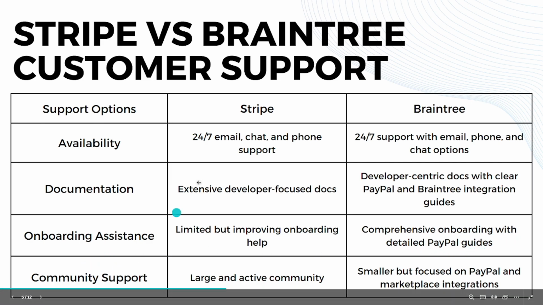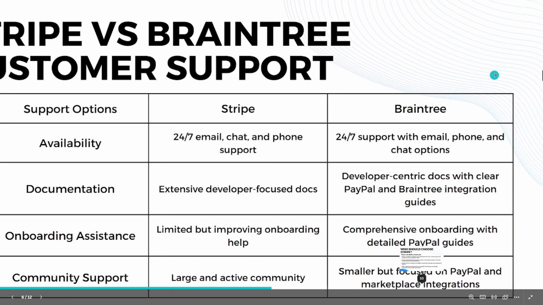Lastly, for community support, Stripe is very large and they have an active community. Braintree is smaller, but they focus on PayPal and marketplace integration, which is quite big. So that's it for the customer support. So now we're done with the features, pricing, performance, and customer support. Now let's go directly to pros and cons.